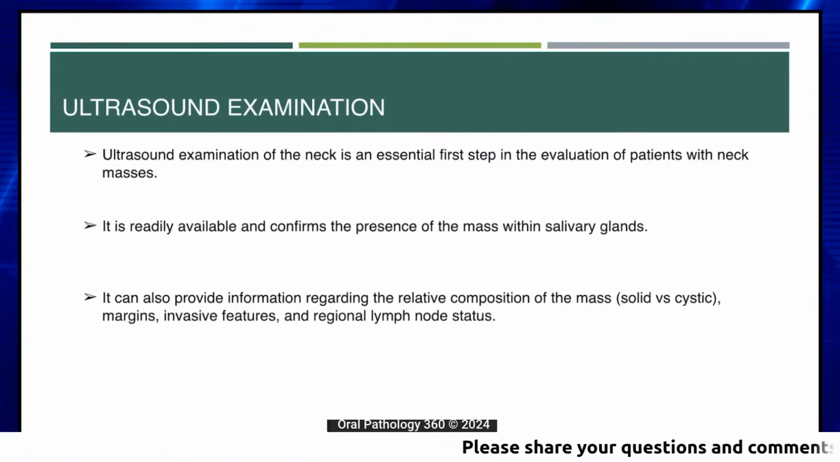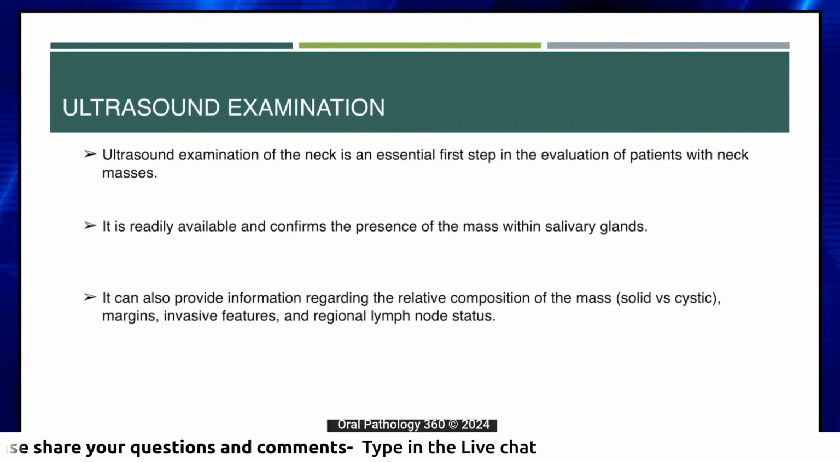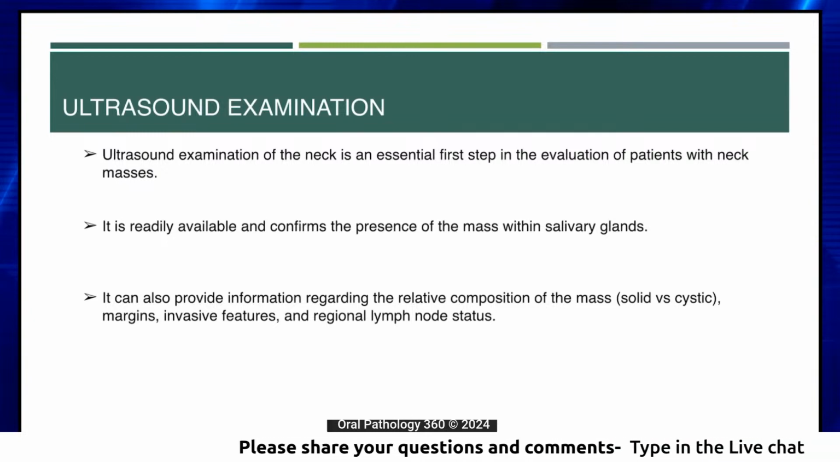Ultrasound is an initial and essential step in assessing neck masses. It's easily accessible and helps confirm the presence of a mass within the salivary glands. Ultrasound also provides information about the mass's composition, solid versus cystic, margins, invasiveness, and regional lymph node status.